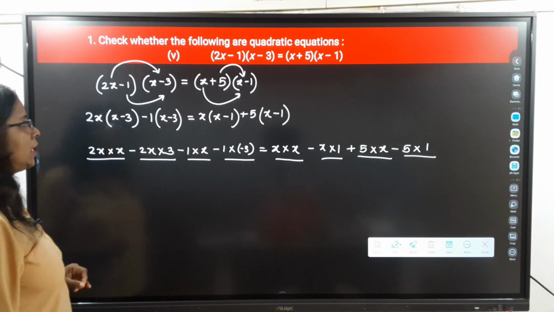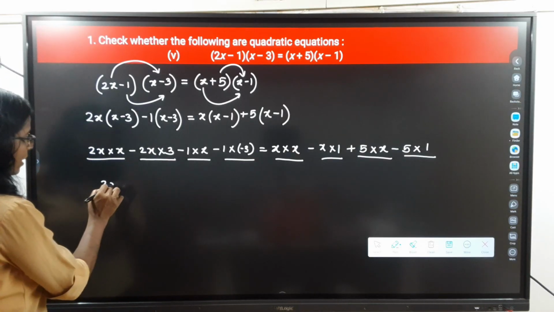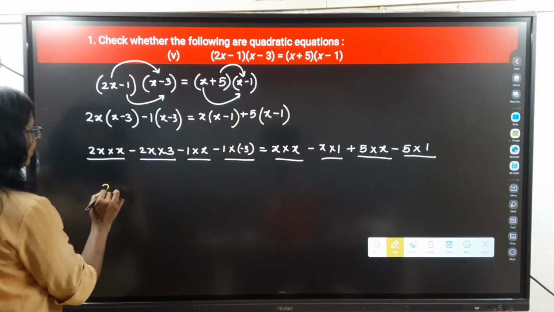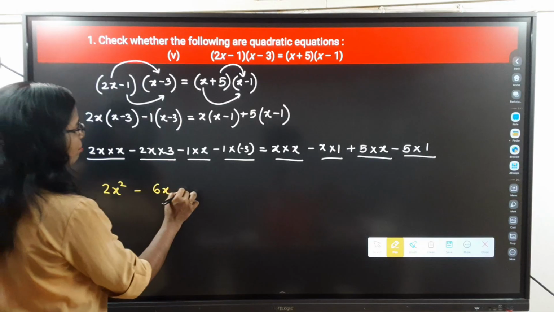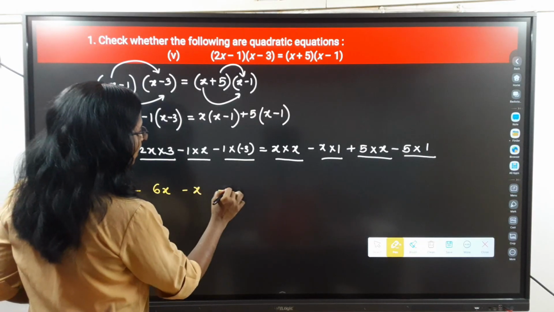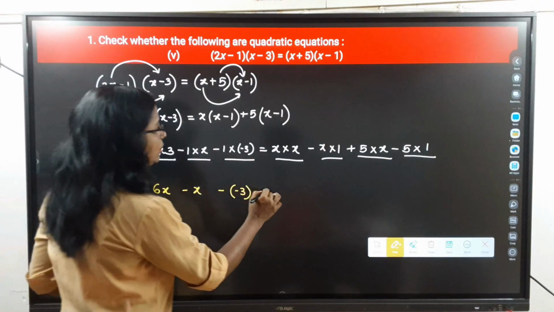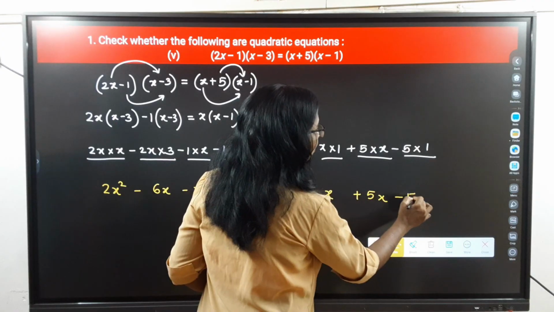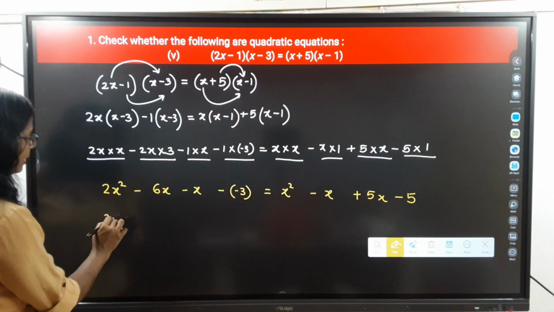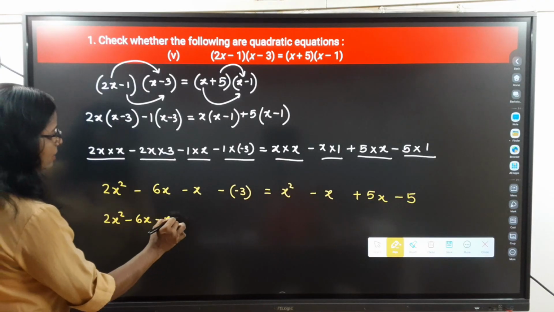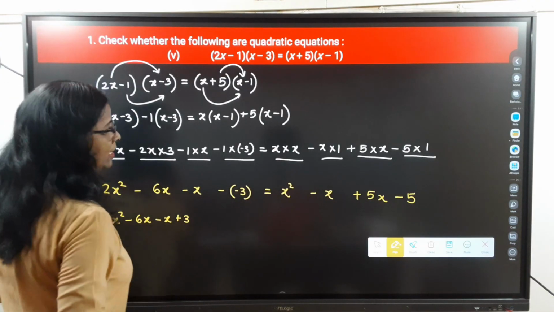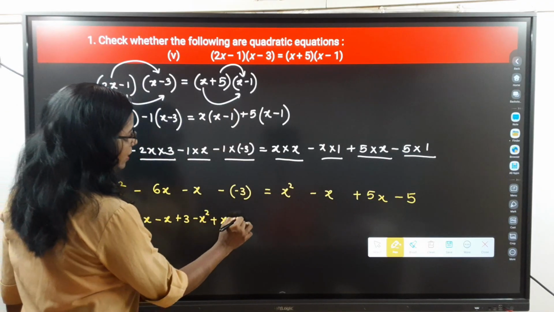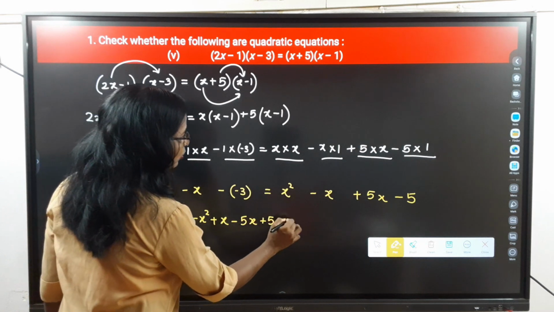Then here, students, see here 2x square, in the simplest form we can write here 2x square minus 6x minus x minus, so here minus and product of this, that is minus 3, which is equal to x square. So here minus x plus 5x minus 5. So further simplify it, 2x square minus 6x minus x, then minus of minus plus 3, then here at the same time I shift these terms. So here minus x square plus x minus 5x plus 5 is equal to 0.